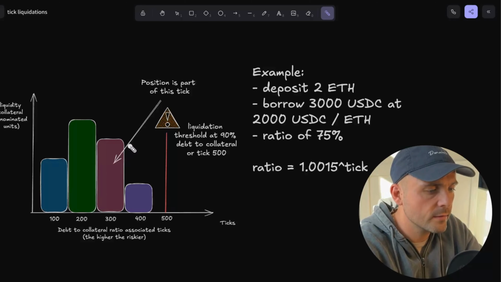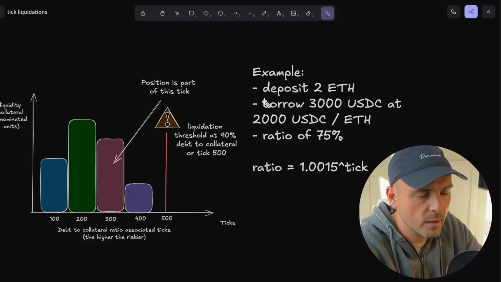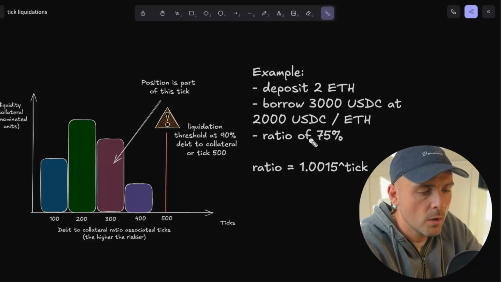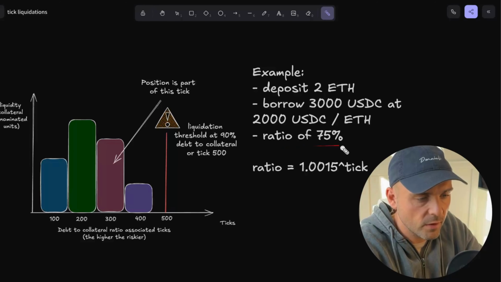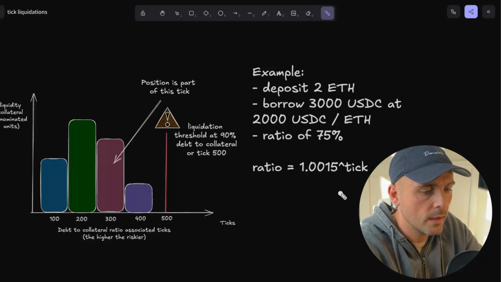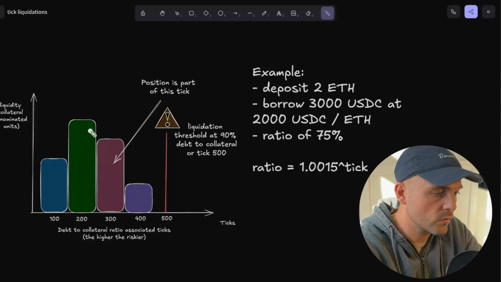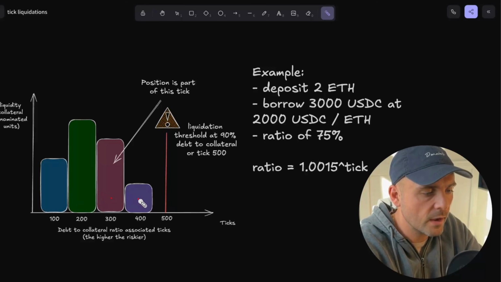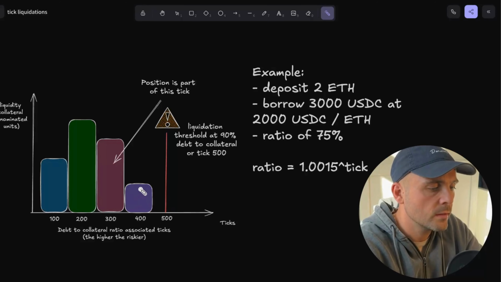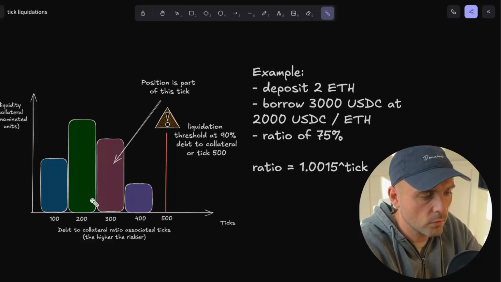To clarify this, let's come up with an easy number example. Say you deposit 2 ETH into the ETH USDC Fluid Vault and you borrow 3,000 USDC against it, where ETH currently quotes at a price of 2,000 USDC. Well, that would correspond to a ratio of 75%. You plug that ratio into this formula and you solve for the tick, and that is the tick to which this given position gets assigned, say tick 200. And each of these ticks aggregates all the positions that correspond to the given debt to collateral ratio.